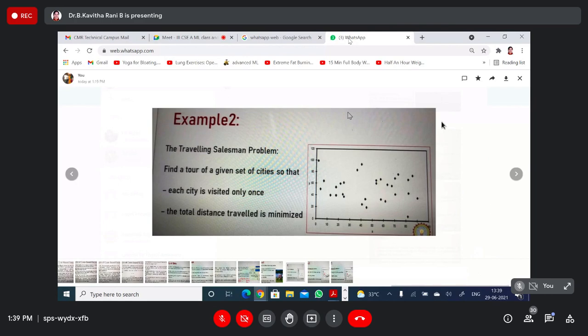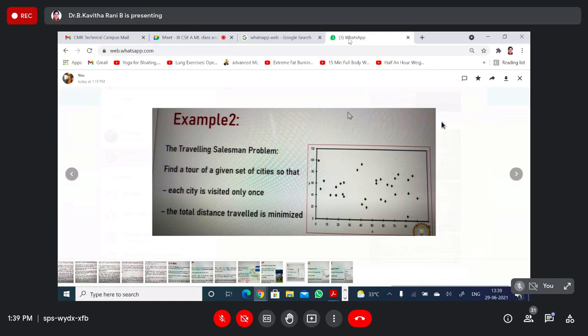Second, he should not repeat one particular city twice or thrice. That is, he has to travel to a city only once. Next, he has to go to another city. So these two things he has to follow if he has to promote his product. Once he travels one city, he has to move to the next city only. So this problem is applied to genetic algorithm. Here, the genetic algorithm finds the optimum solution for this particular problem.